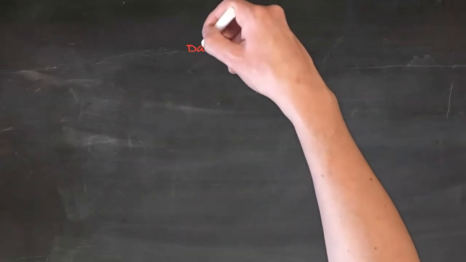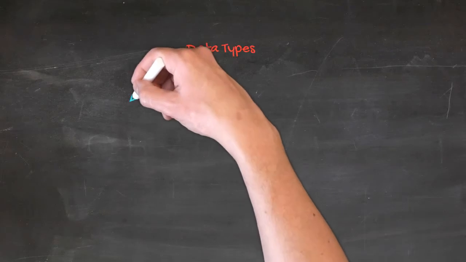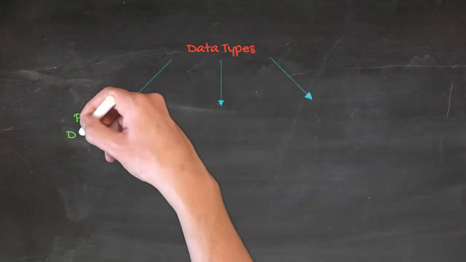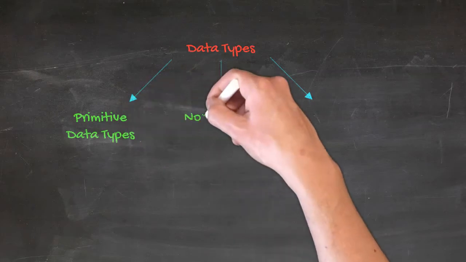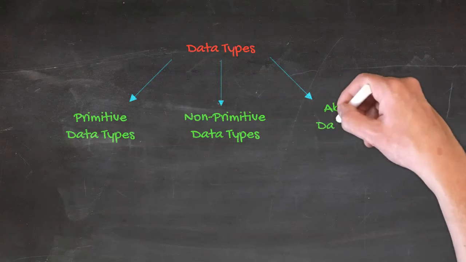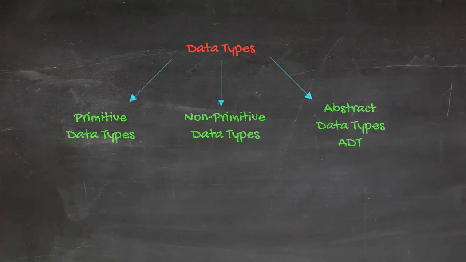In computer science we can break data types into three parts. One is primitive data type, next one is non-primitive data type, and the other one is abstract data types. Now here I am giving some examples for each three, but don't worry about those, we will discuss those later.